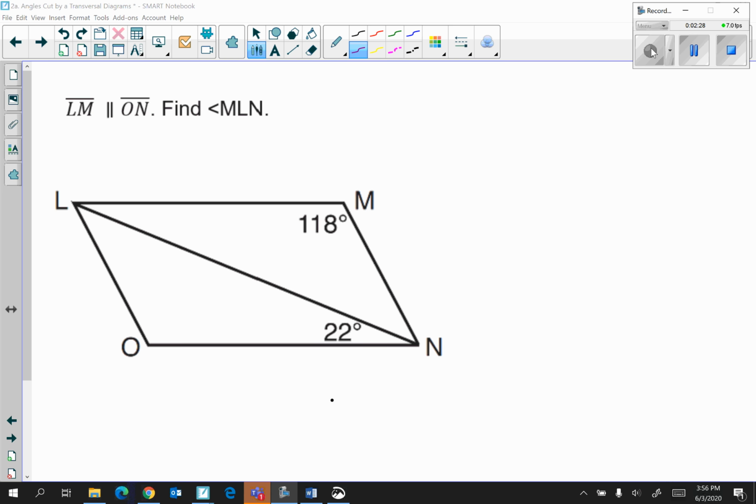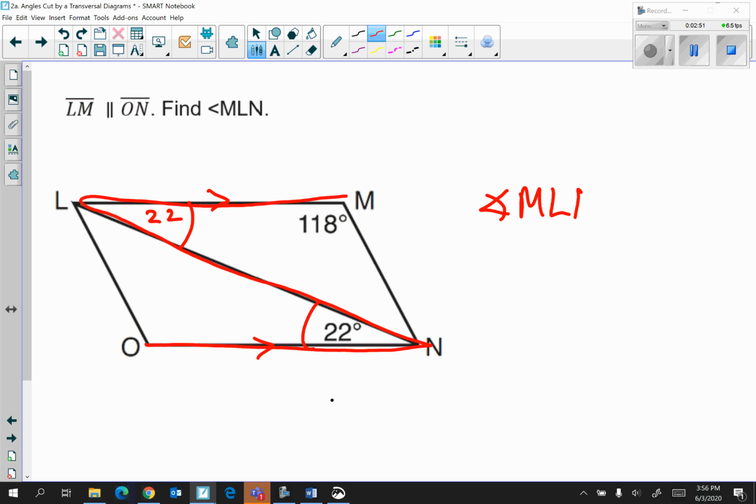Next, I have LM parallel to ON. Find measure of angle MLN. So notice if LM is parallel to ON, I have a Z, or a backward Z. If this is 22, this has to be 22. So the angle of MLN is equal to 22 degrees. Those are alternate interior angles.